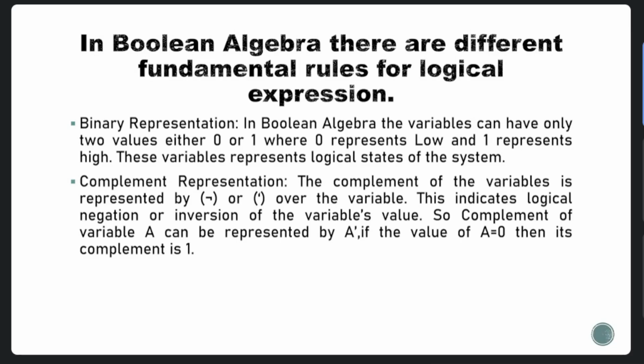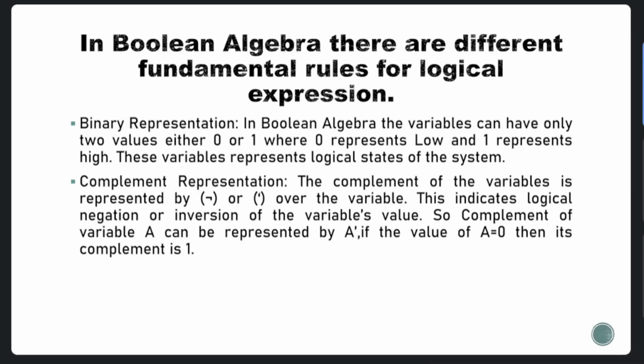Okay. So, in Boolean algebra, there are different fundamental ways for logical expressions. Binary representation: in Boolean algebra, variables can have only two values, either 0 or 1, where 0 represents low and 1 represents high. So, these variables represent the logical state of that system.